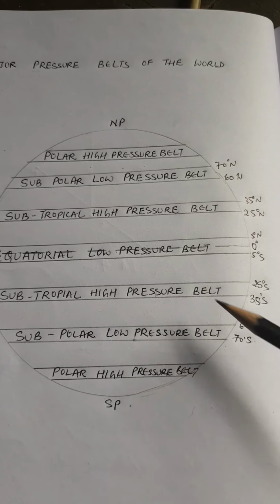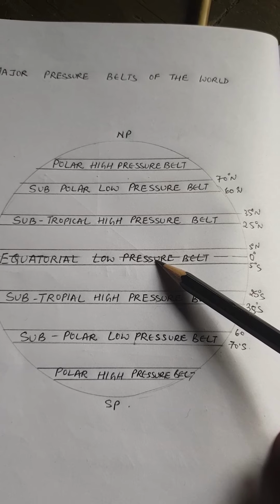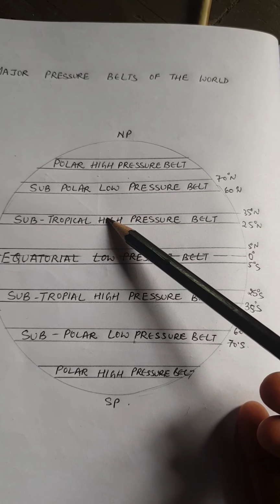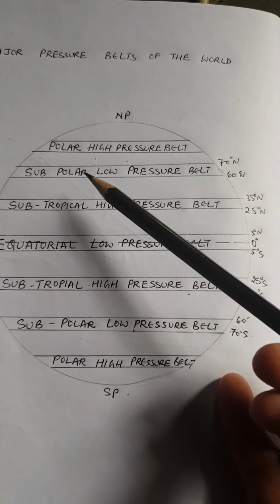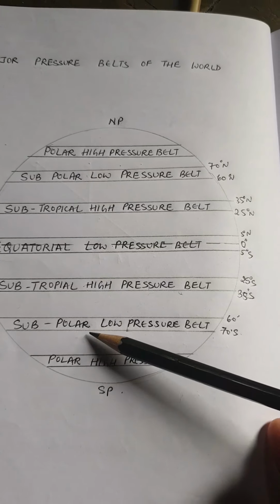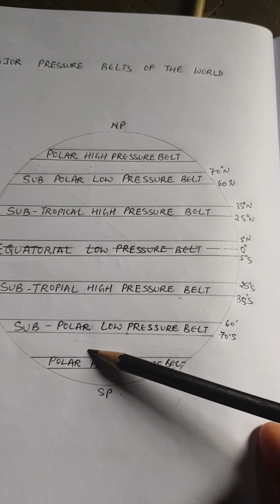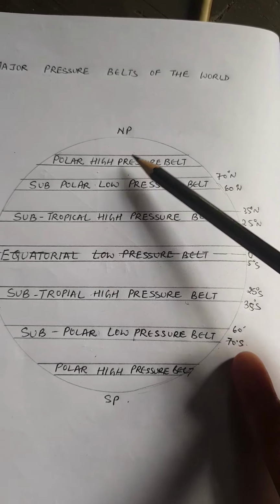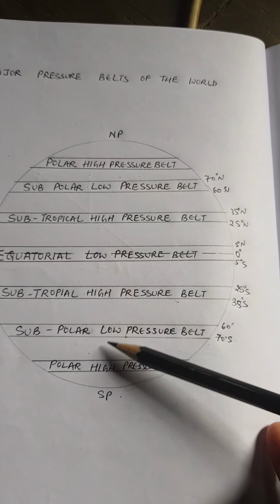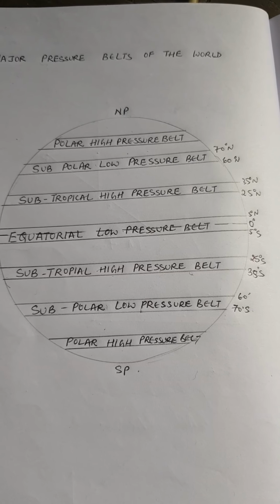We have 7 pressure belts on the earth: equatorial low pressure belt, subtropical high pressure belt, subpolar low pressure belt, and polar high pressure belt, with the subtropical, subpolar and polar belts occurring in both hemispheres. So we have alternating belts of low pressure, high pressure, low pressure, high pressure, low pressure, high pressure, low pressure. Altogether we have 7 pressure belts on the earth.